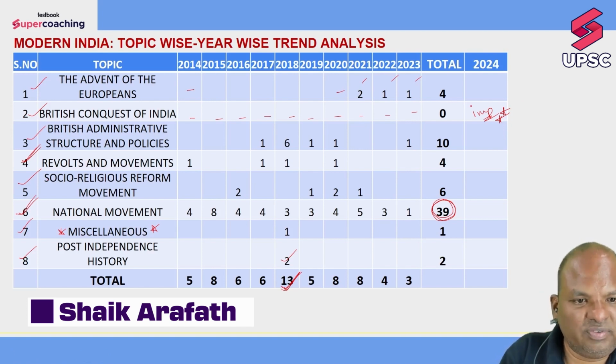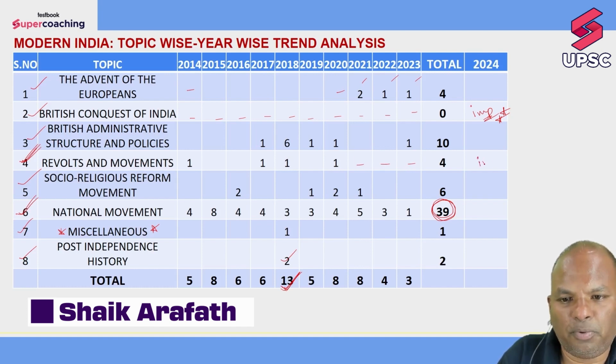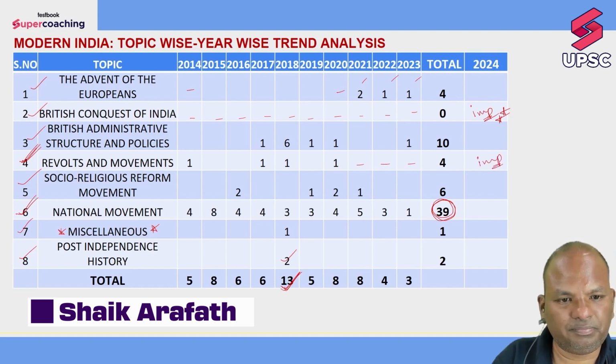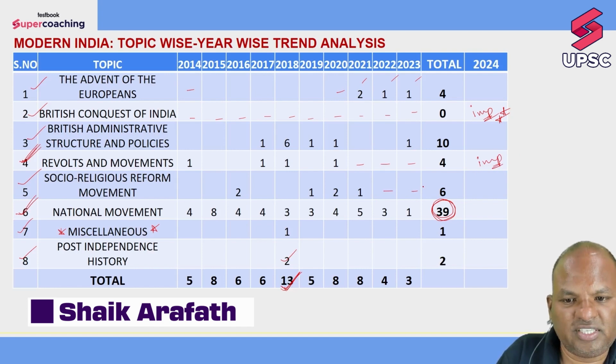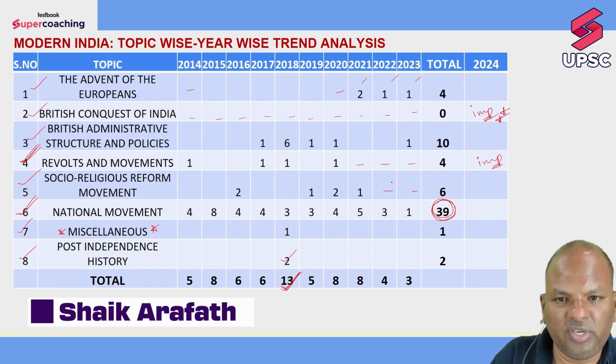Similar is the case with the 4th chapter, that is the revolts and the movements. So in the last couple of years, 2021, 22, 23, not a single question came. So therefore, it becomes important for this year prelims. Similar is the case with the socio-religious reform movement. That is, the socio-religious, not a single question came from 2 years, 2022 and 23. And therefore, this topic also becomes very, very important.